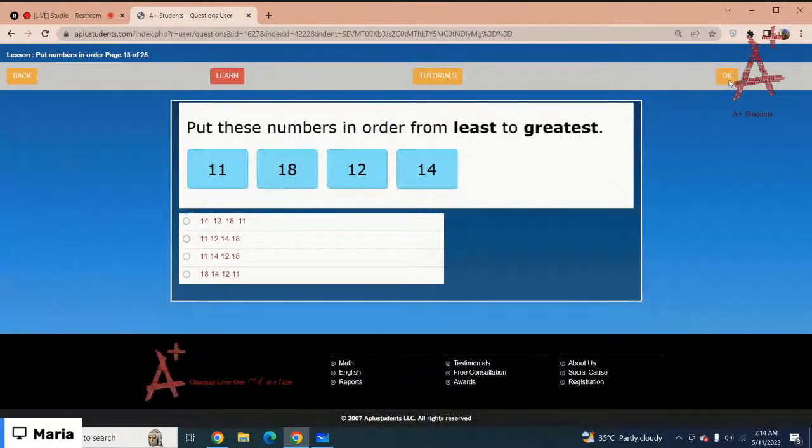Okay, put these numbers in order from least to greatest. So which is the correct option? 11, 18, 12, and 14. Which is the correct option?